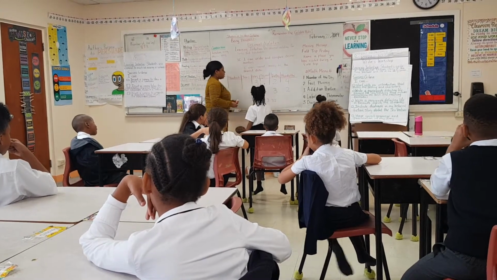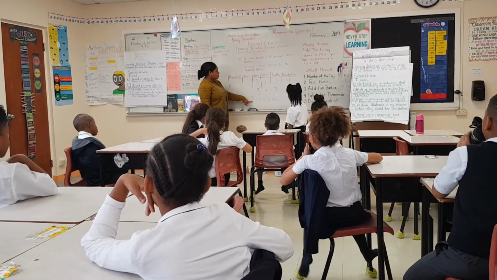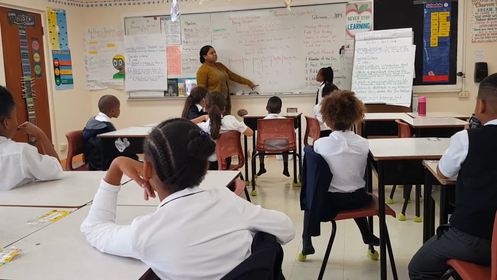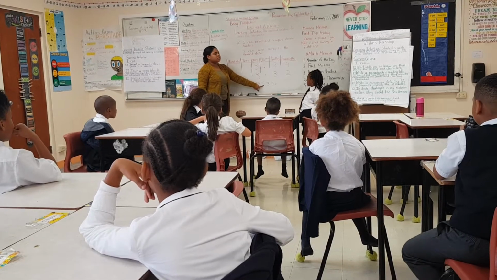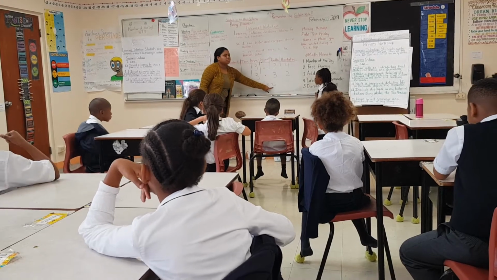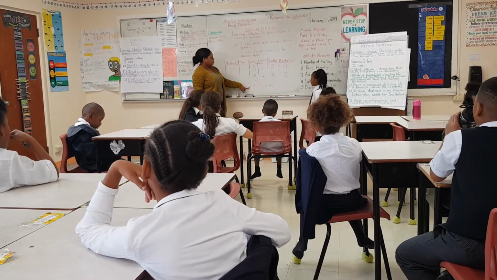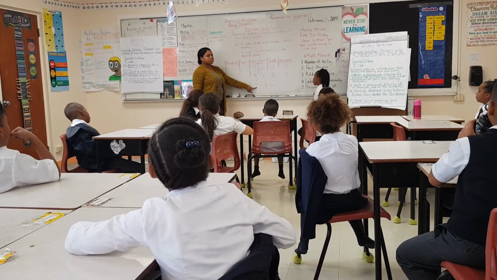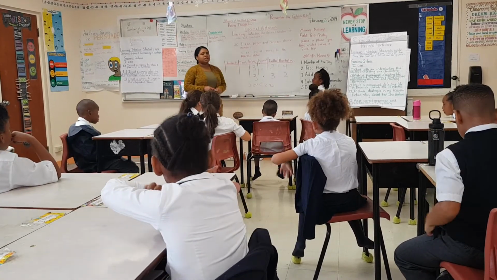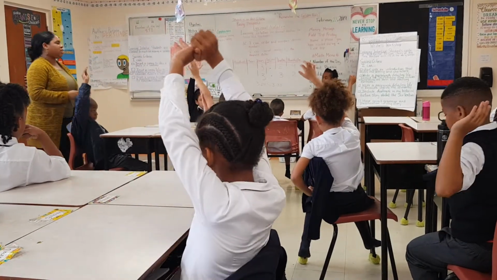Okay, step back. Let's see what Itana did. Is she correct? Let's read this number sentence. 3.34 is less than 3.32. Remember, the alligator mouth always wants to eat the greater number. So let's read that again. 3.34 is less than 3.32. Who can explain Itana's thinking? First of all, who thinks that she's correct? Who thinks that may be incorrect?